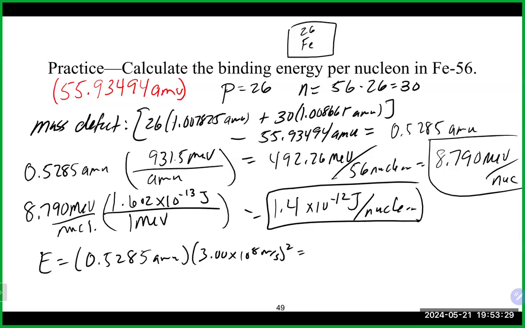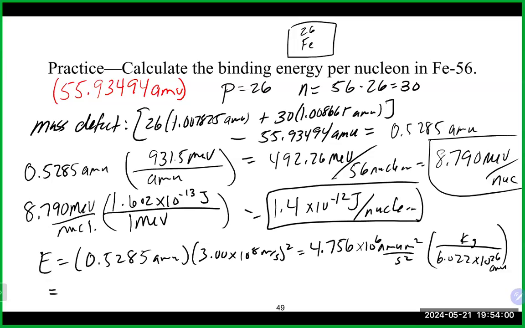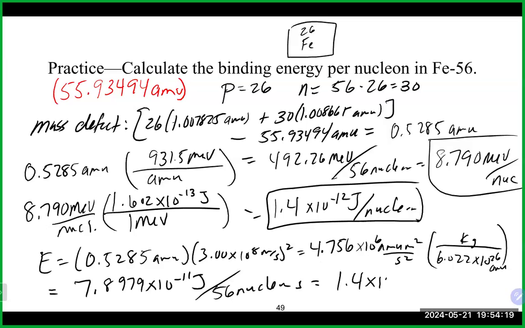And that would get us 4.756 times 10 to the 16 AMU meters squared per second squared divided by your Avogadro's number to the 26 AMU per kilogram. Gets you 7.8979 times 10 to the minus 11 joules in that case divided by 56. And that should also take us to our same number pretty much of 1.4 times 10 to the minus 12 joules per nucleon. And obviously you could convert it at that point and go the other way.